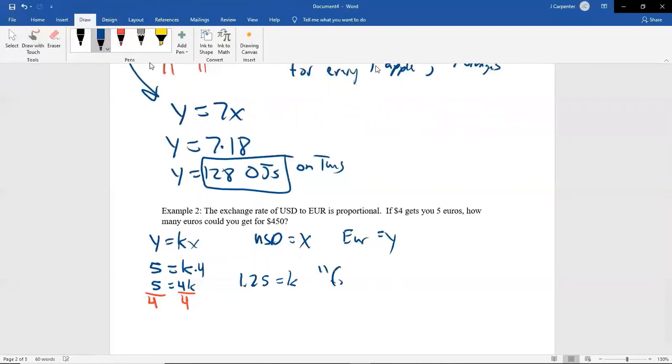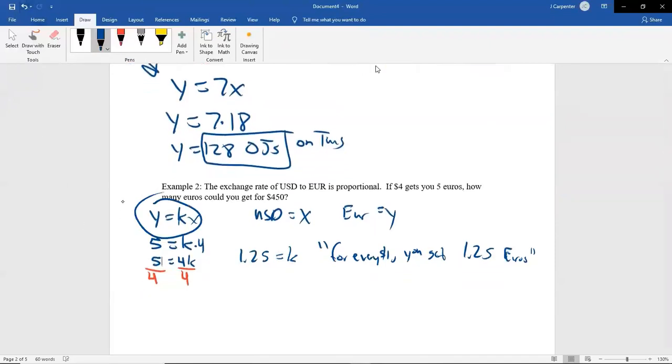So that says for every $1, you get 1.25 euros. So if you turned in $2, you'd get 2.50 in euros. If you turned in $10, you'd get 12.50 in euros. But we didn't ask any of those. We want to know, what do we get for $450? This sounds like we're going on a vacation and 450 is our fun money.